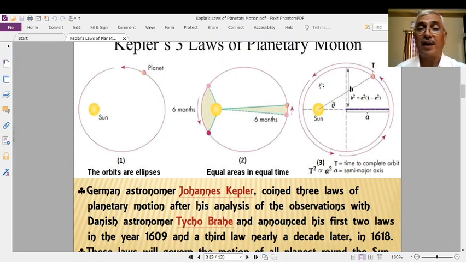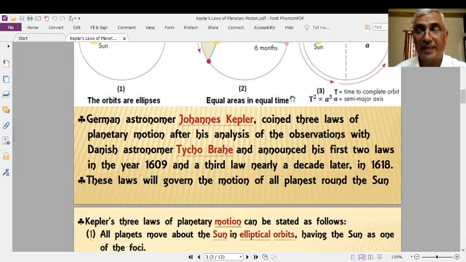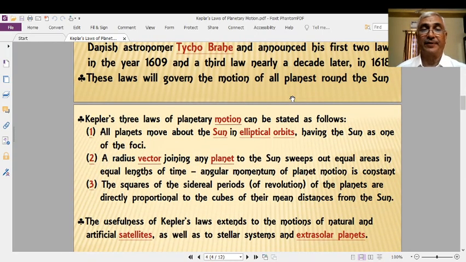These three laws are obeyed by the motion of all eight planets while they are rotating around the Sun. One is the law of orbits, the second is the law of areas, and the third is the law of periods.